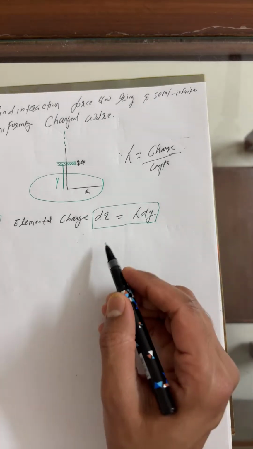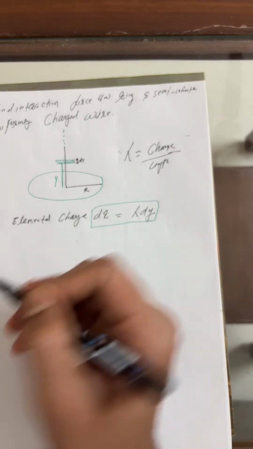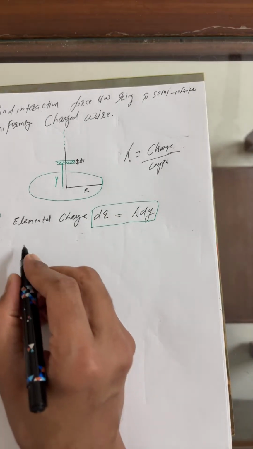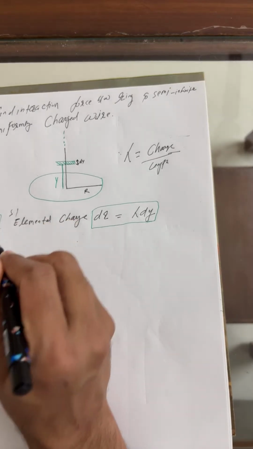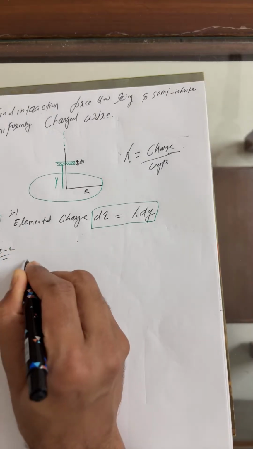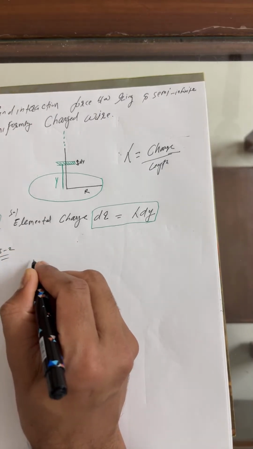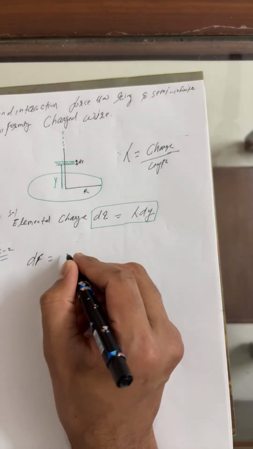Okay, now we wish to find the interaction force. So first I'll find the electric field here. I can say this is step one. You can easily understand, my dear. In step two, now I'm going to find the force for a small element here. So this is dF. So dF is what?